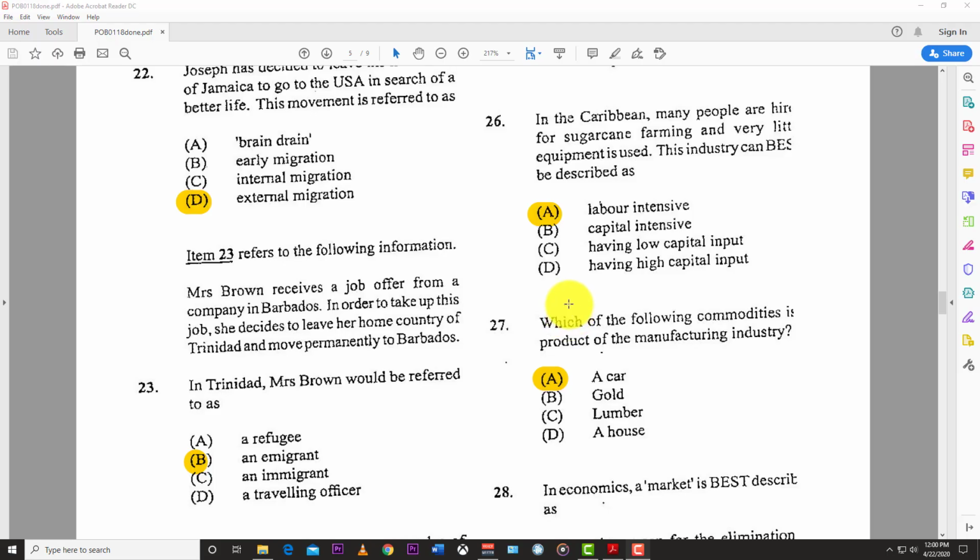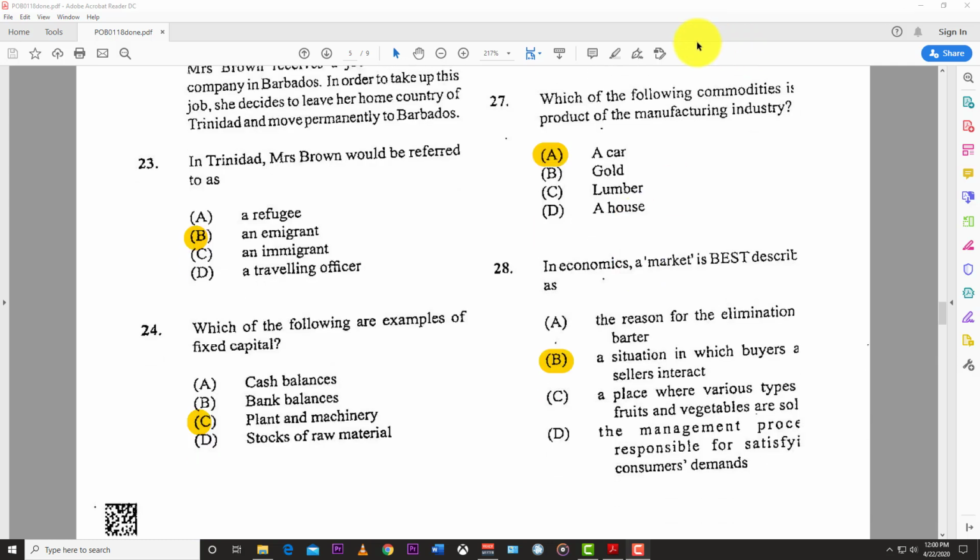26, in the Caribbean, many people are hired for sugarcane farming and very little equipment is used. This industry can best be described as, and of course we saw this before, and so the answer is A, labor intensive. Number 27, which of the following commodities is product of the manufacturing industry? And of course the best answer here is A, a car. Gold is from extractive, so that's primary. Lumber is primary, and D is, of course, the construction industry, that's secondary.